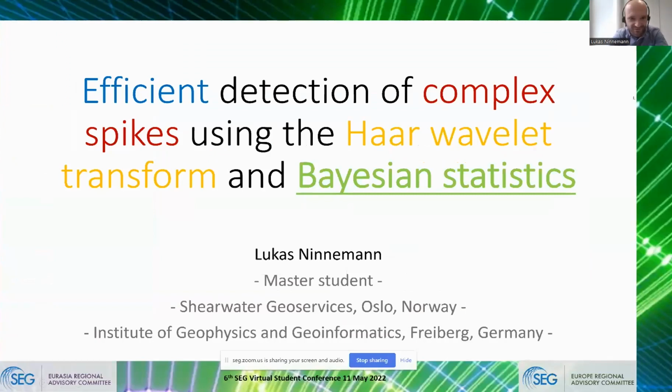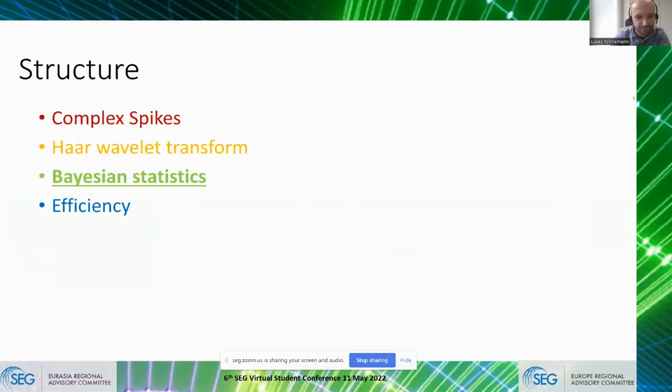So now comes the signal processing part we talked about, and my title is Efficient Detection of Complex Spikes Using the Haar Wavelet Transform and Bayesian Statistics. It can sound quite intimidating, this title, so I added some colors to make it look nicer, and they are related to my structure. First, I'm going to tell you what these complex spikes actually are, then a bit what a wavelet transform is, and then my main part, the Bayesian statistics, and last but not least, something about the efficiency of my algorithm. But first, the complex spikes.